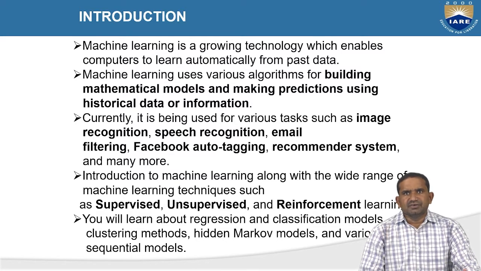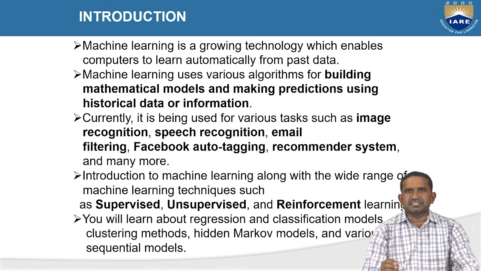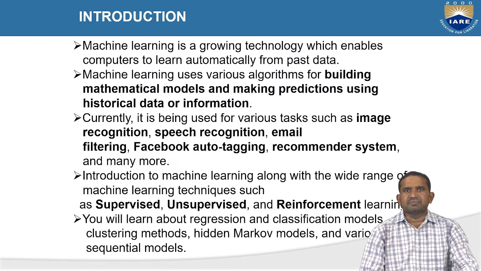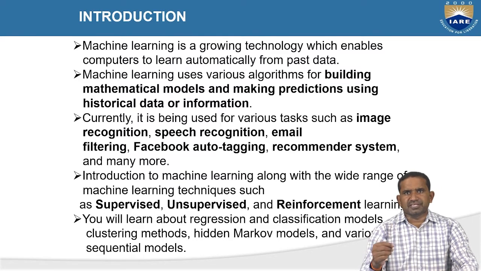The first one is image recognition. It is very useful, and we have real-time experience of machine learning image processing applications. A simple example is image recognition. For example, you may try to generate a duplicate Aadhaar card. We go to some centers and try to generate the duplicate.